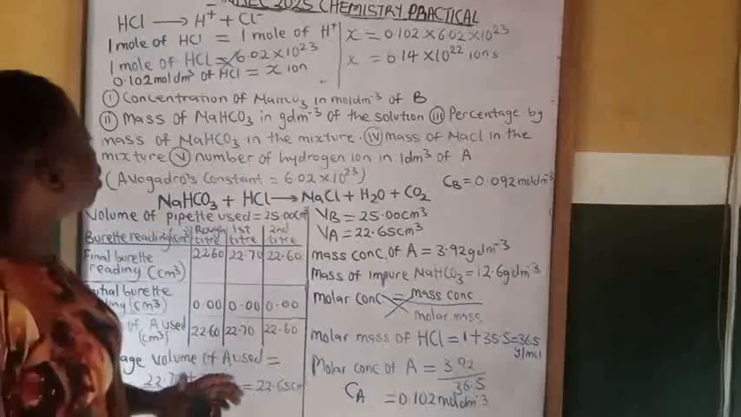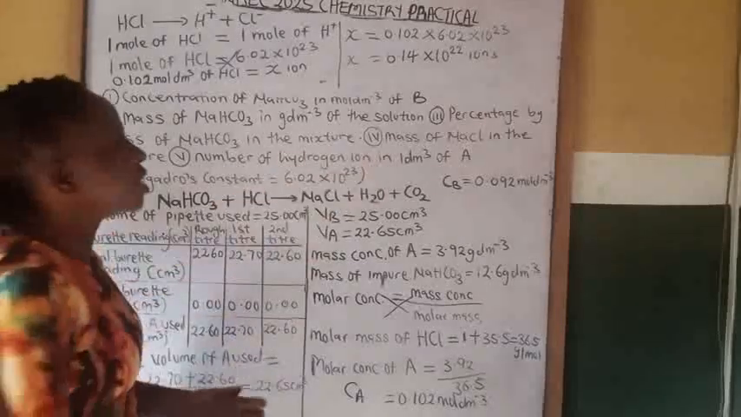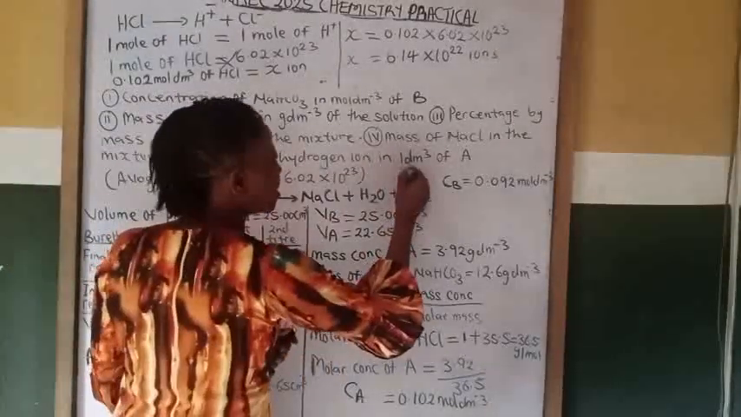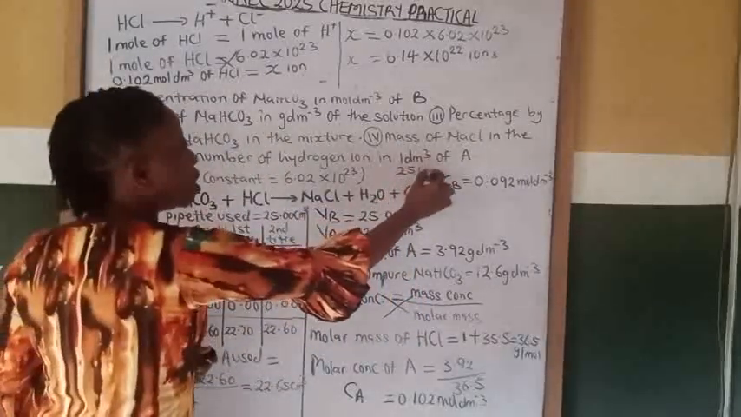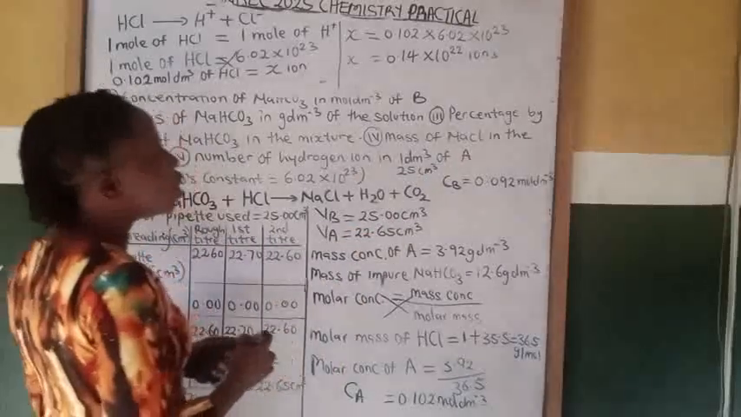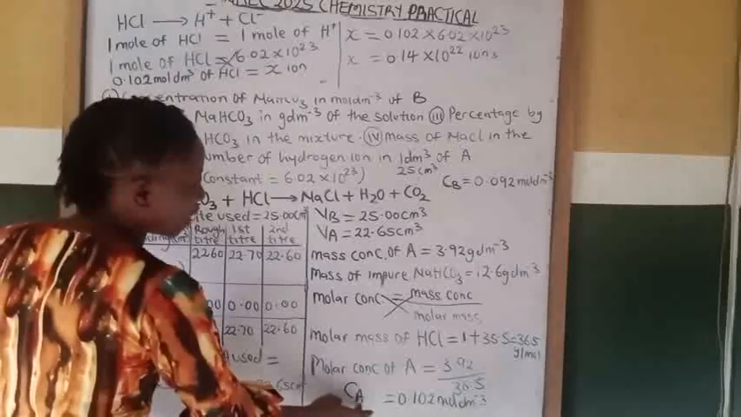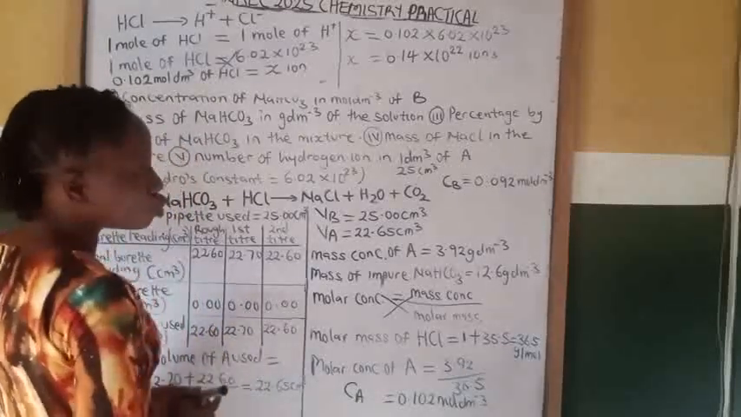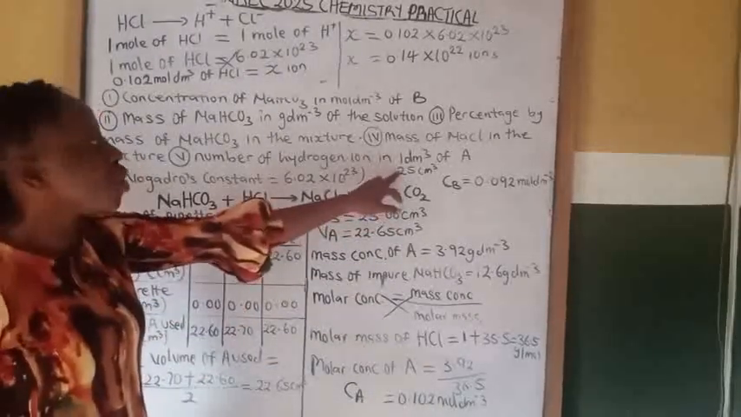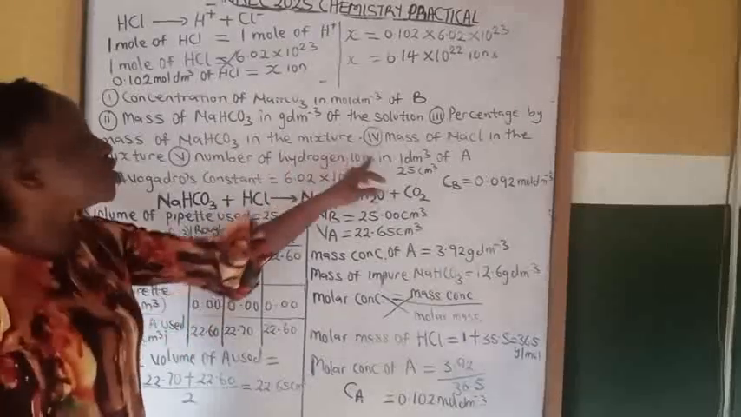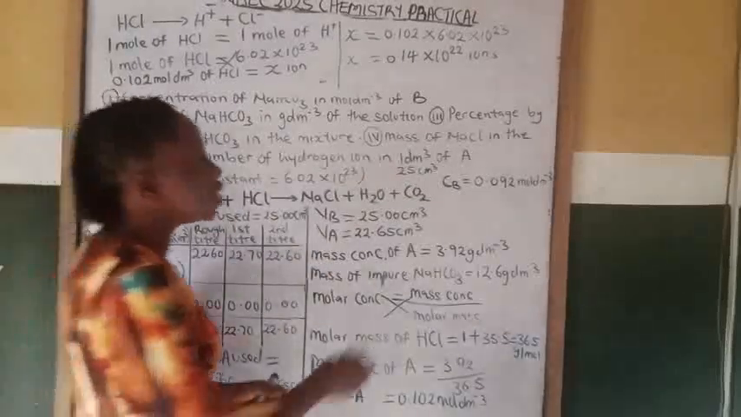But if your question says calculate the number of hydrogen ion in maybe 25 centimeter cube, instead of 1 dm cube, you are going to take your molar concentration of acid and convert it to mole. If your question says calculate the number of hydrogen ion in 25 centimeter cube instead of 1 dm cube, this is what we are going to do.